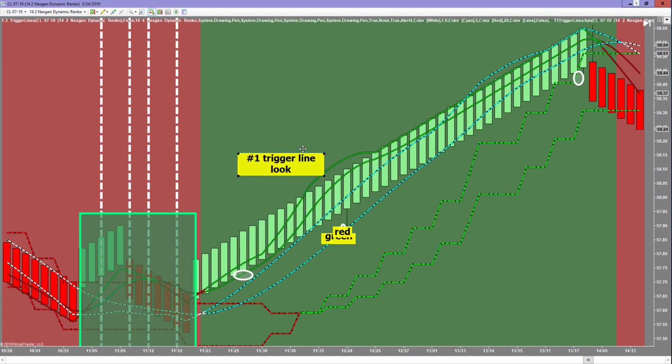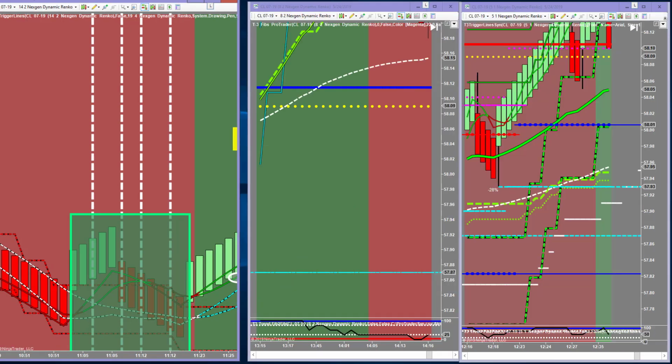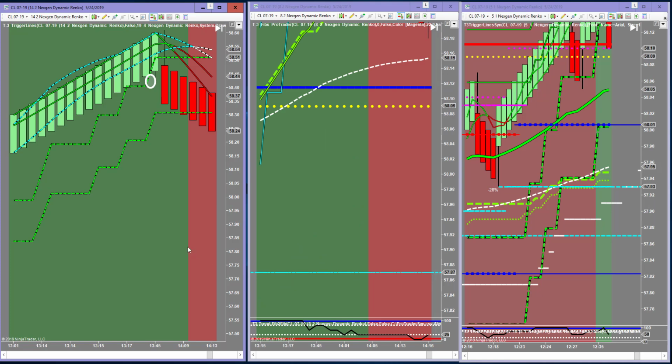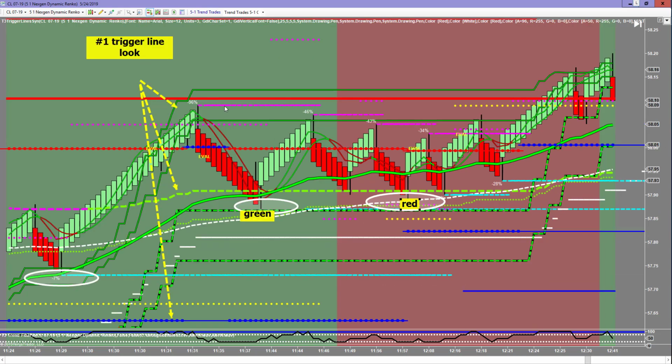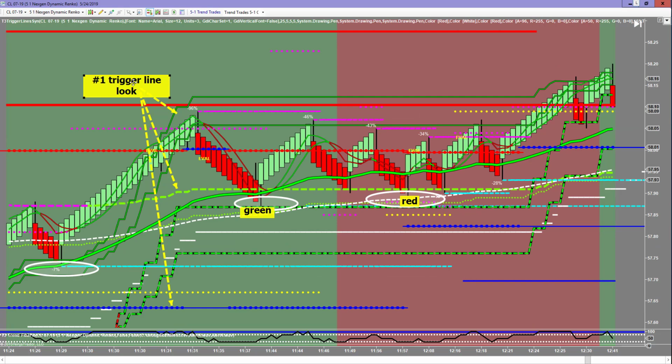This is the number one trigger line look where the small triggers are up strong above the large triggers, which are above the other triggers that are crossed up. So the fact that it went red on the little chart doesn't stop the market. So look, here's the small chart. So here's where it's green. Here's where it's red. It still goes up. Because of, and not to lose sight of, the number one trigger line look on the big chart.